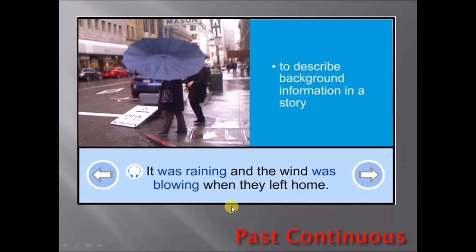Now, it was raining and the wind was blowing when they left home. This is to describe background information in a story, as I told you a little while ago.